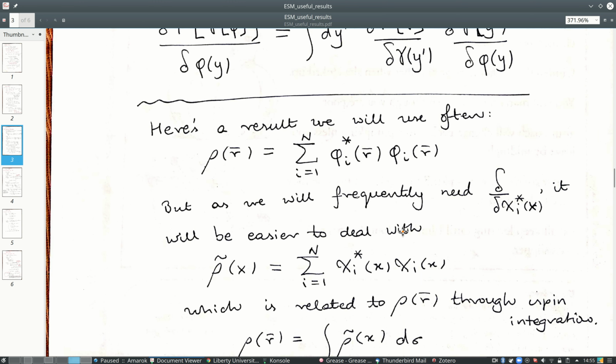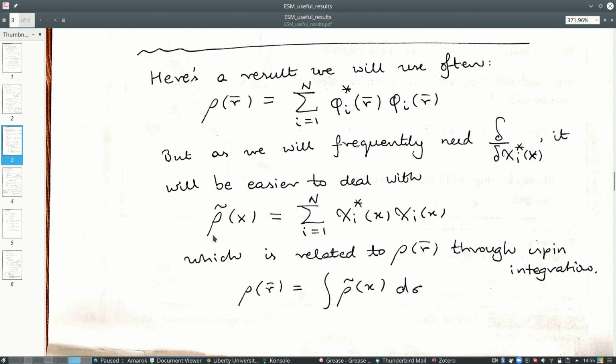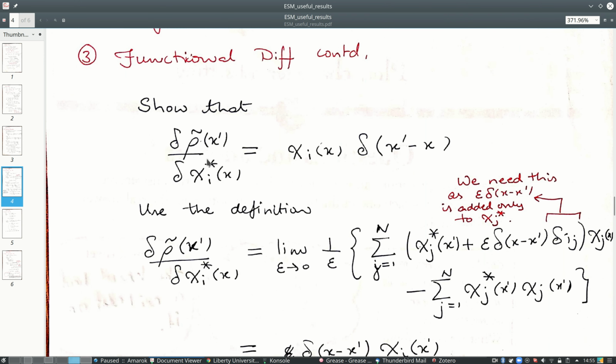Now, the main results we're going to be using here are the following. One is that when we define this tilde density as a sum over chi_i star chi_i, the functional derivative of rho tilde with respect to chi_i star of x is given by chi_i of x times delta of x prime minus x. Now strictly there should be a prime here, but because of this Dirac delta, it doesn't really matter. Alright, that's the first of the results.